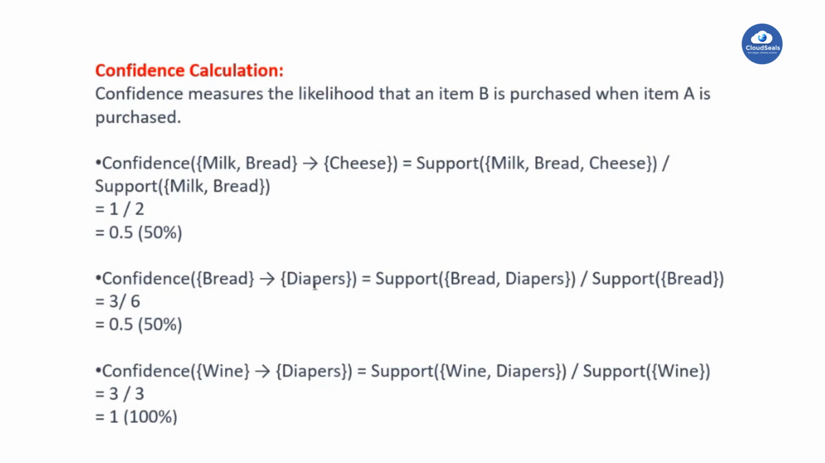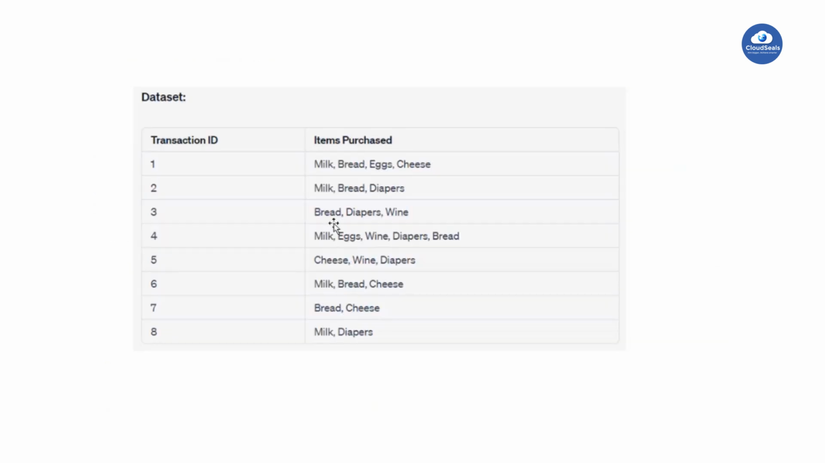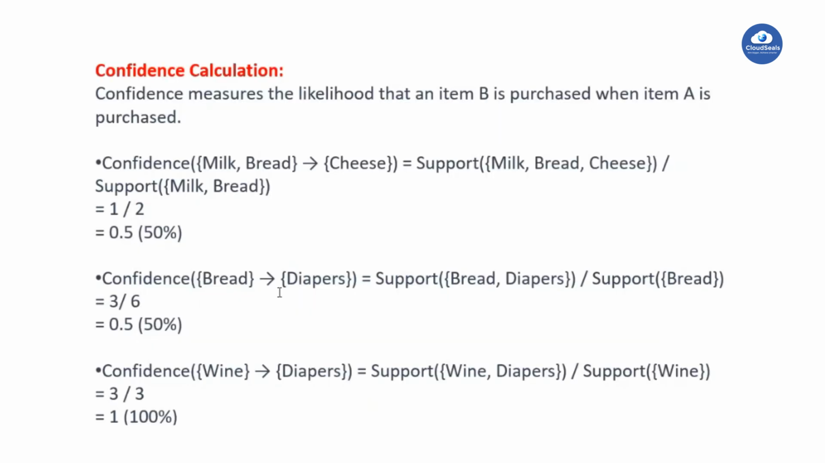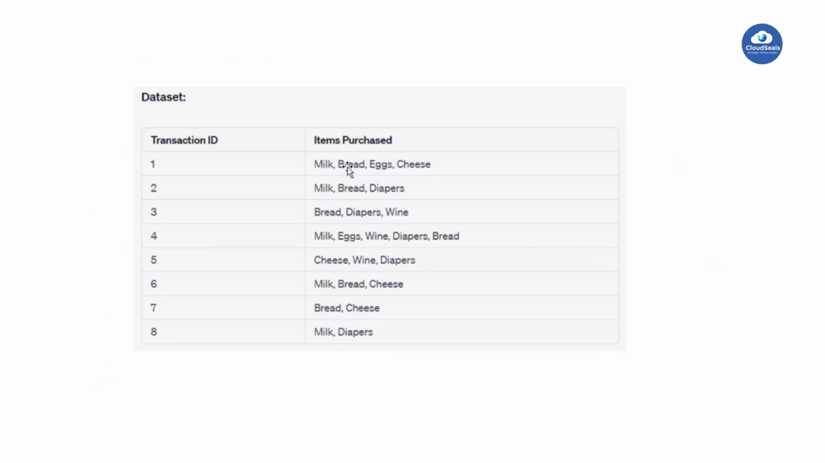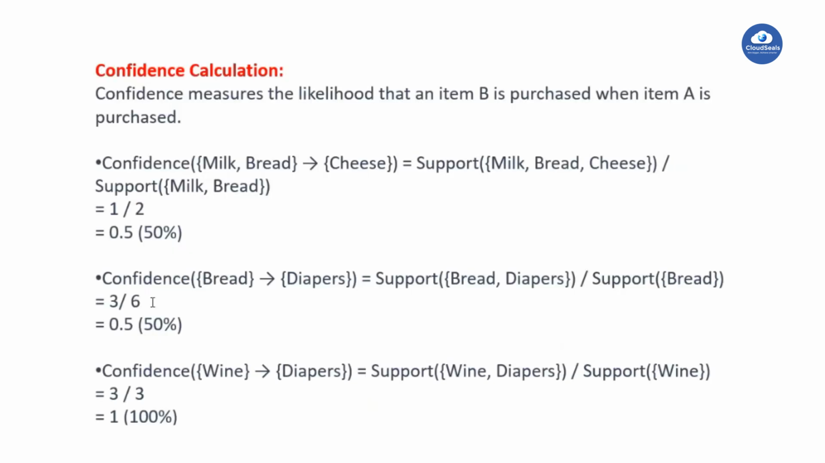Bread to diaper, wine to diapers. Let's calculate the support of bread for the denominator. Here we are again coming to the two item sets. So for the support of bread, we need to check how many transactions have bread. 1, 2, 3, 4, 5, 6. So that is 6 by 8.